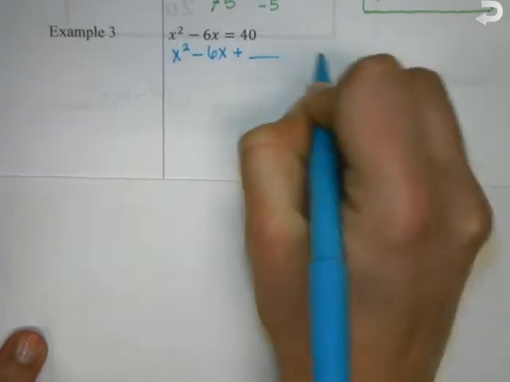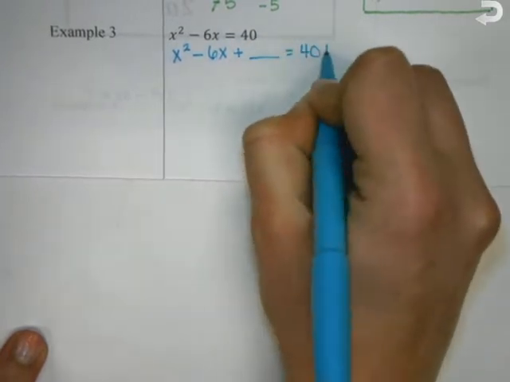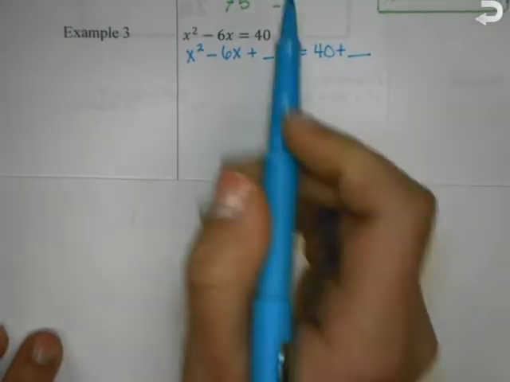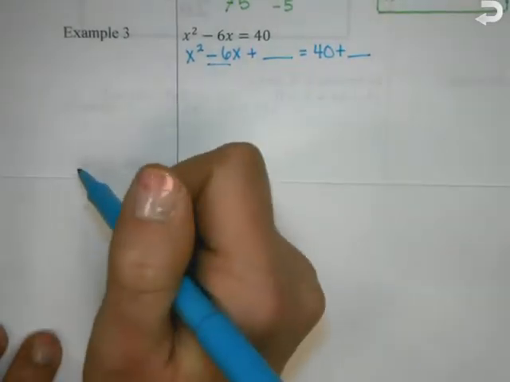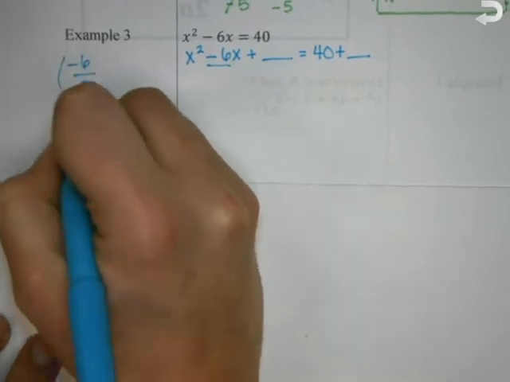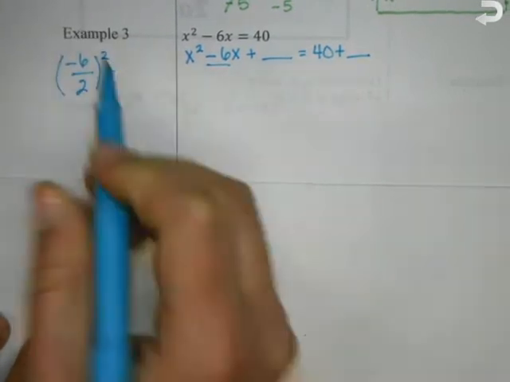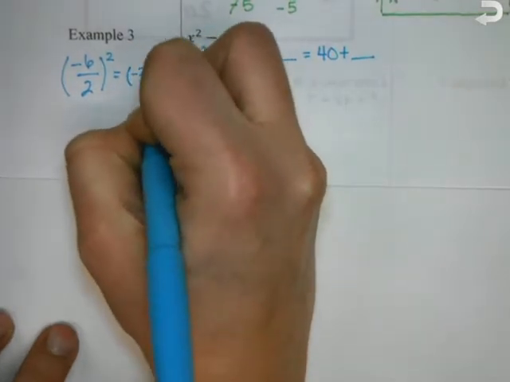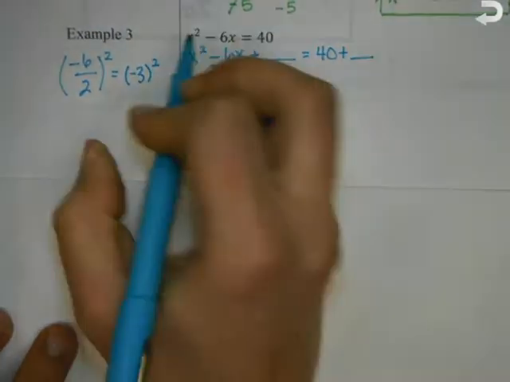Okay, but I need to figure out how to fill in that blank. So I take the middle term, which in this case is -6, divide it by 2, and then square it. -6 divided by 2 is -3, squared. -3 squared gives me +9. So I'm going to put +9 into both of those blanks.